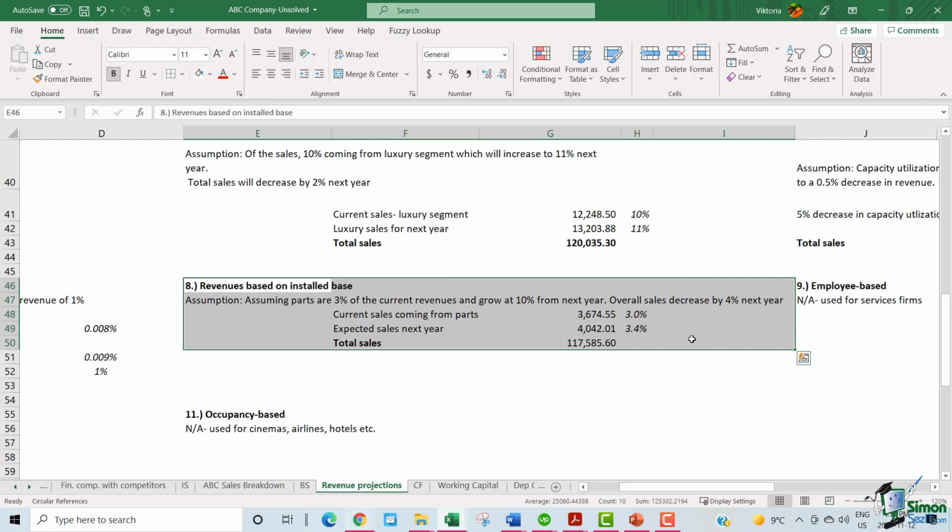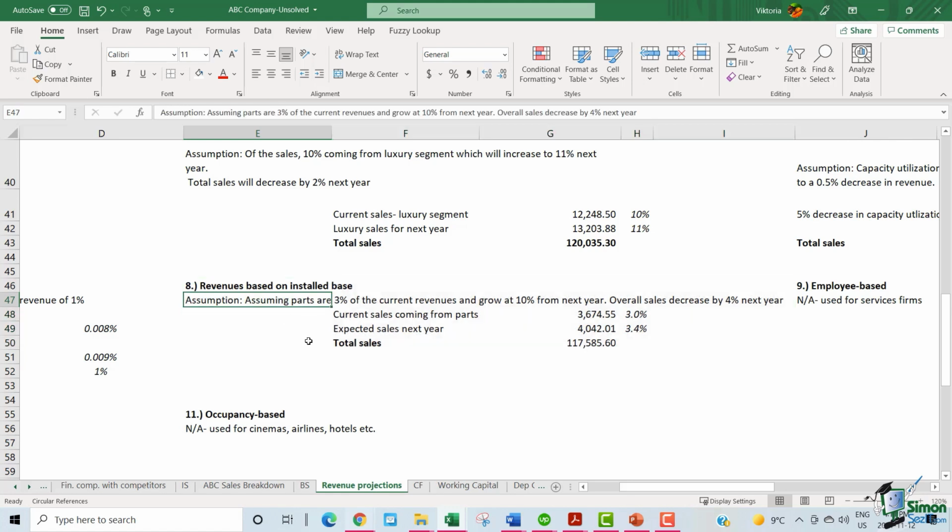Another approach is called the revenue based on installed base. Examples where this approach is more relevant include classic razor blade businesses and businesses like computers, where sale of service, software, and upgrades are essential. If we assume that the parts are 3% of the current revenues of ABC and grow at 10% from next year, and the overall sales decrease by 4% next year, what will the total sales be?